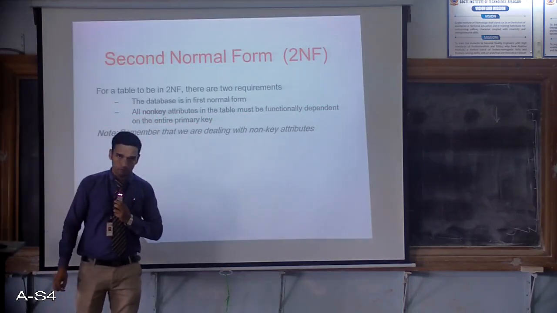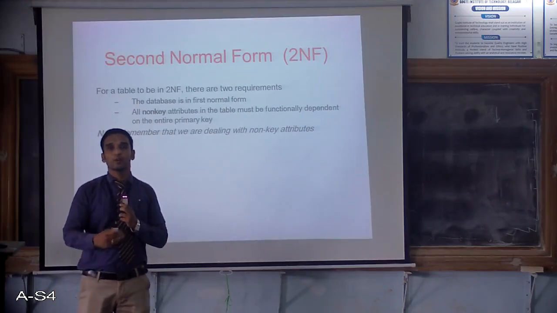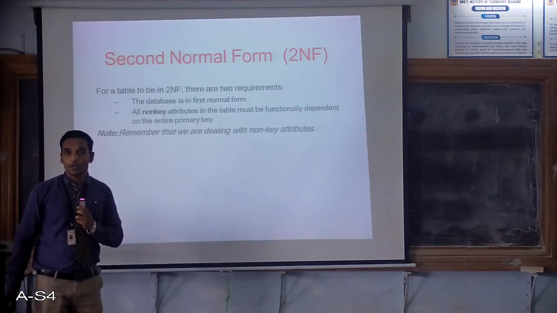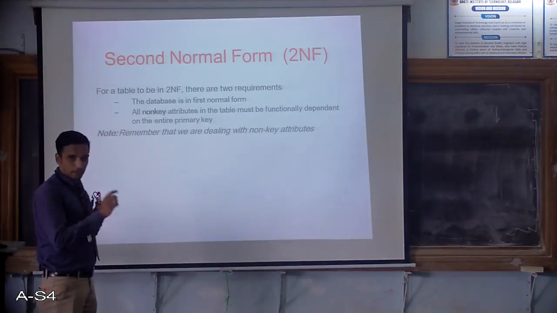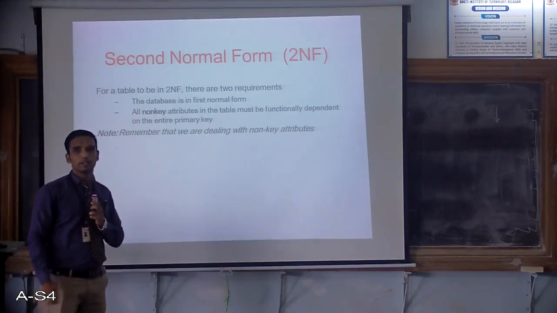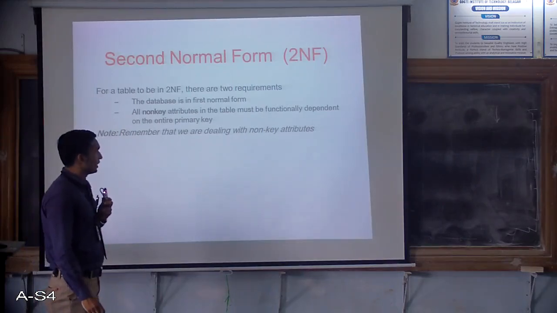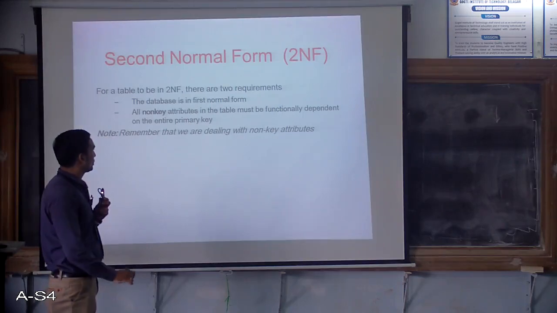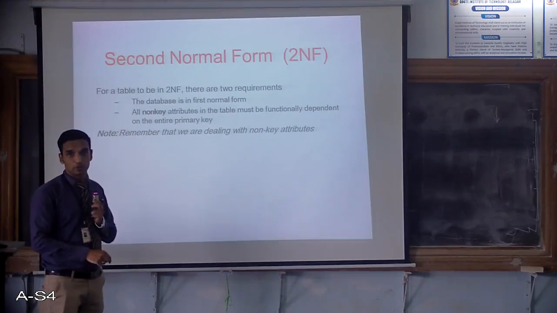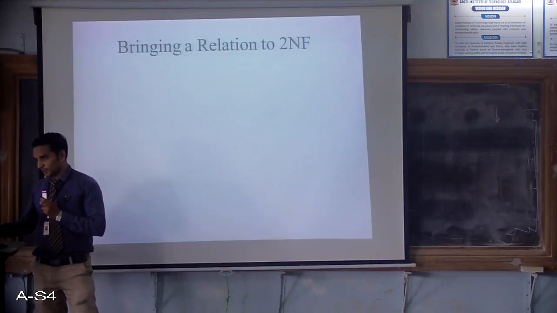Then what is second normal form? Now we studied what is first normal form. Everything should be a scalar value. Then what is second normal form? The second normal form says that a table is said to be in 2NF if the database is already in first normal form, which I told you right now. If you go for second, it is assumed that it should be in first normal form. And the second rule says all non-key attributes in the table must be functionally dependent on the entire primary key. All non-key attributes of the table should be dependent on the entire primary key.